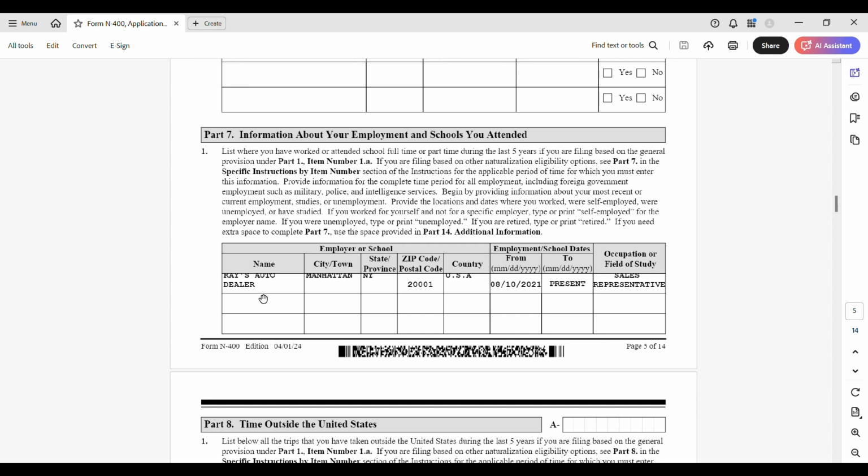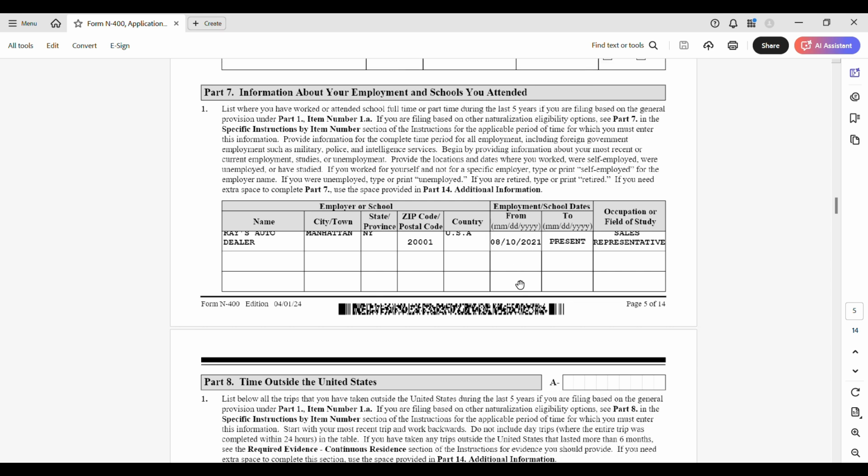In this case, we see the applicant's employer's name. So the applicant is listing an employer and not a school. So this is the employer's name, the employer's address, and date of employment to current. In this case, we see that this one employer accounts for the entire 3-year period that we are required to show.